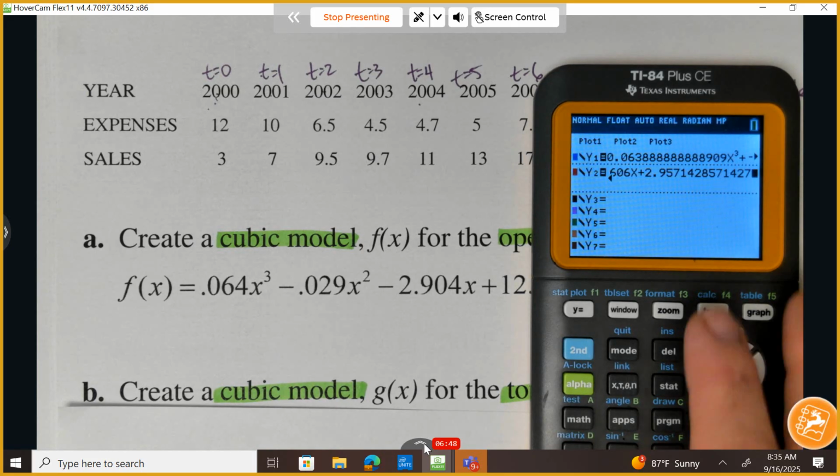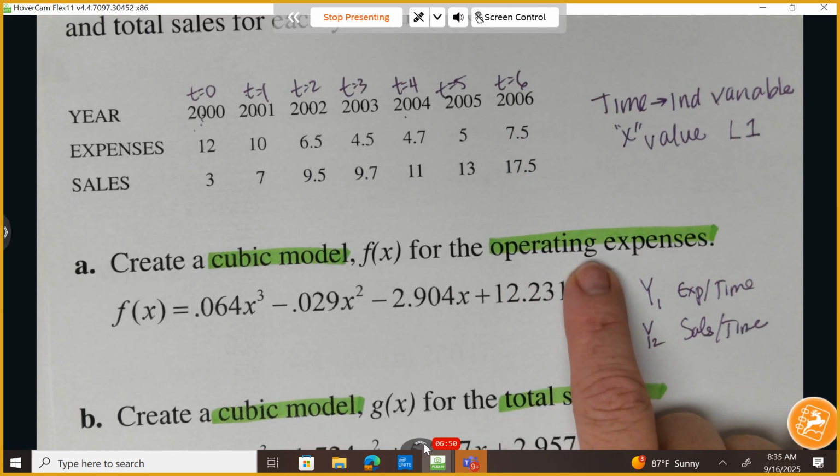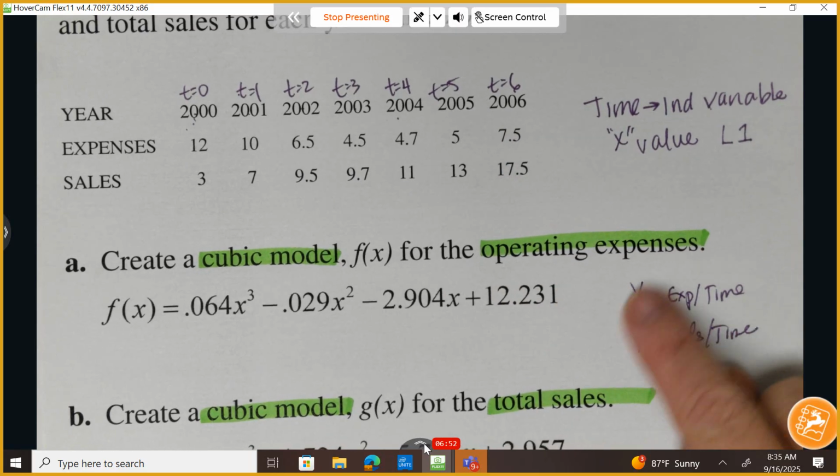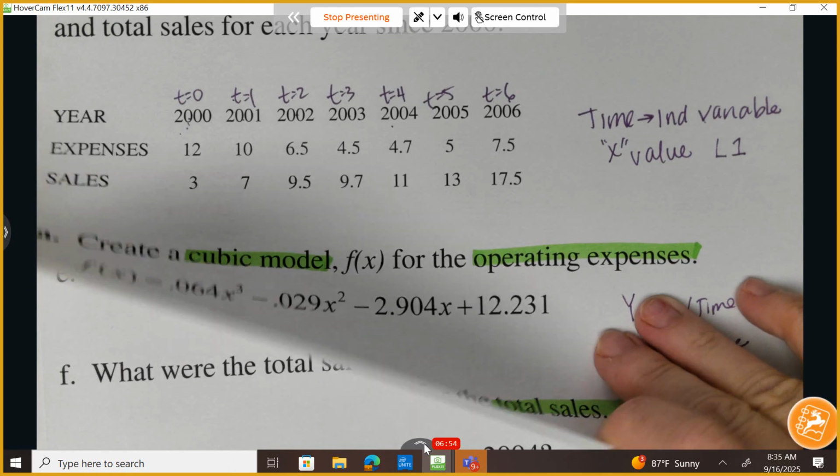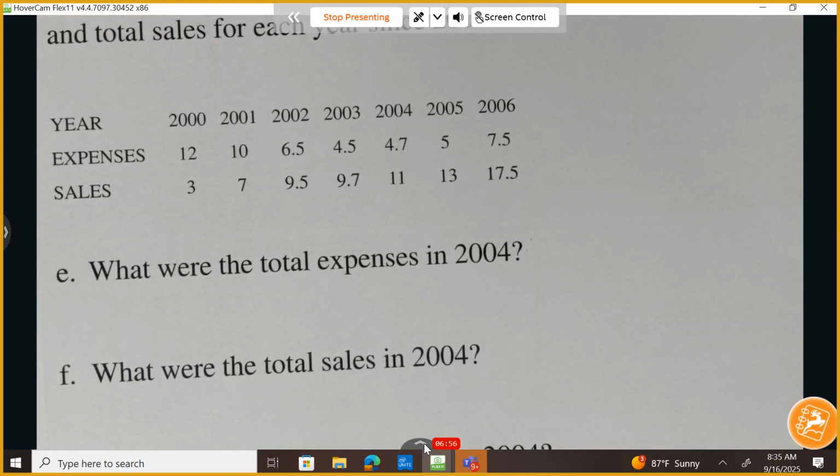So I've completed the first two tasks. I have an equation now in my calculator for expenses and sales. This is key. Please make sure you have this down. Let's go on to the next one.